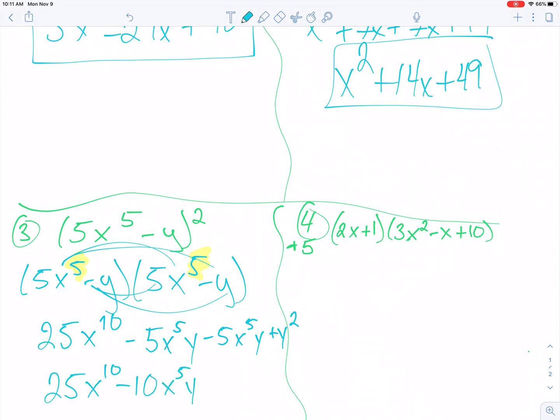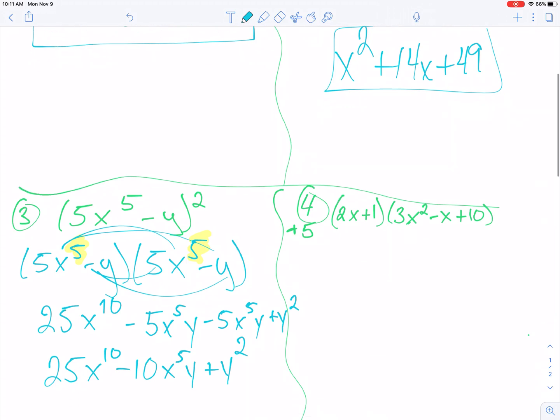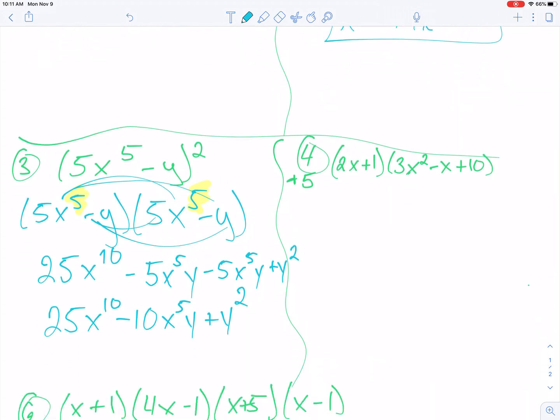Combining my like terms. Number 4, this is where if you depend heavily on FOIL, this is where it's going to fail you. Notice over here, it has 3 terms. So FOIL doesn't really work anymore. You can still call it FOIL if that helps you remember what to do. But this time, we're going to have to distribute 3 times.